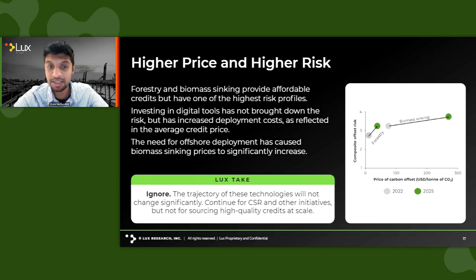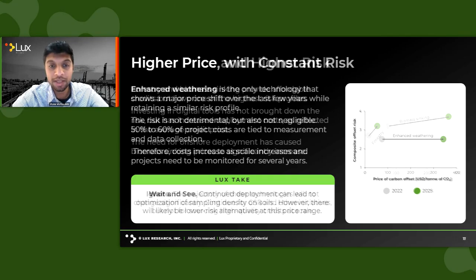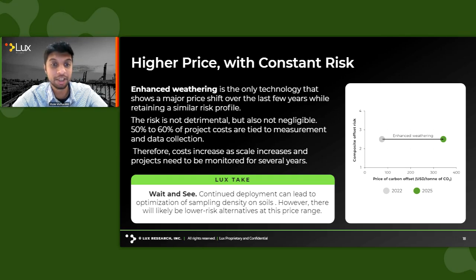And essentially, since risk mitigation costs for nature-based solutions don't pay off, diversifying to engineered solutions is really non-negotiable. And that's what this trajectory shows. The next is when you have a higher price, but the risk profile more or less stays the same. That's what we see with a technology like enhanced weathering, right? So the current risk for enhanced weathering is not detrimental, but it's also not negligible, right?